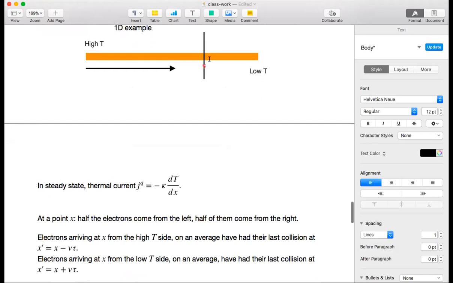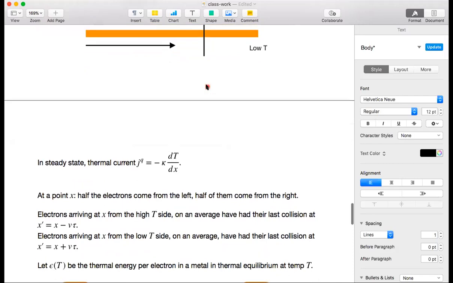Suppose now we focus on a particular point x. Let's say this is my point x, the line I have drawn here. Now, what is happening at this point? There's only flow of heat energy. We don't assume any flow of charge current here. So the charge current is 0 at that point. Equal numbers of electrons pass from left to right and from right to left, so that there is no net charge current. But then how do you get the heat current? You get the heat current because the electrons that are coming from the hotter end carry larger thermal energy. That's how you get the heat current. But the numbers are the same in either direction.